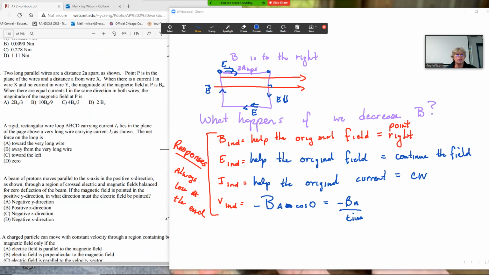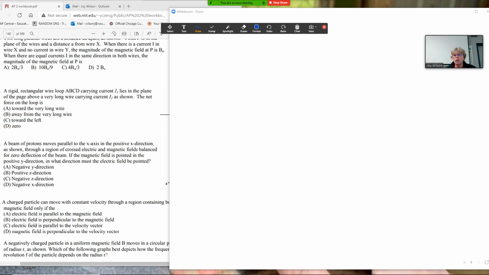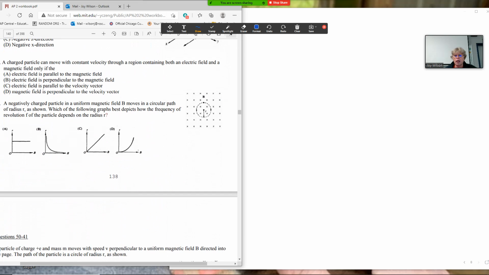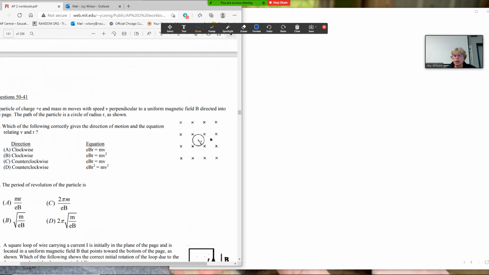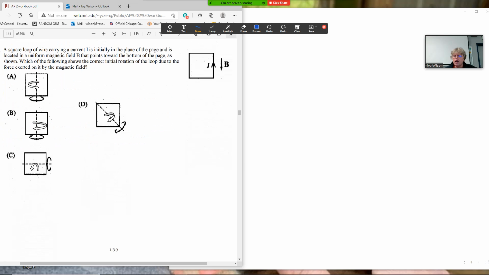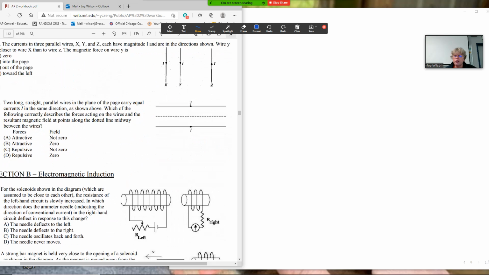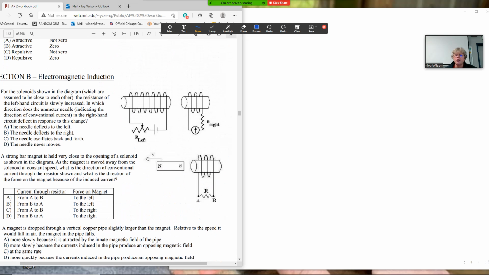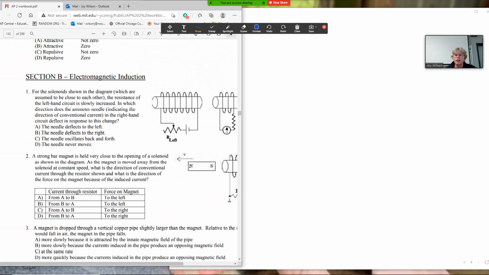Okay, so now let's look at another one. Let's go to another page. New page. Those are all forces. I think you can figure those out. Okay, here we go. Let's look at number 1.